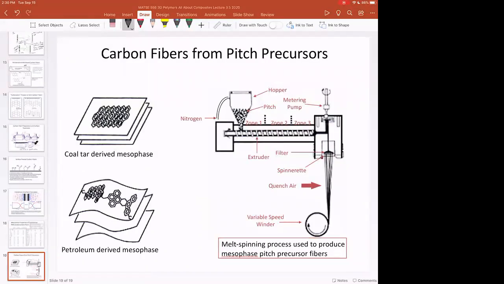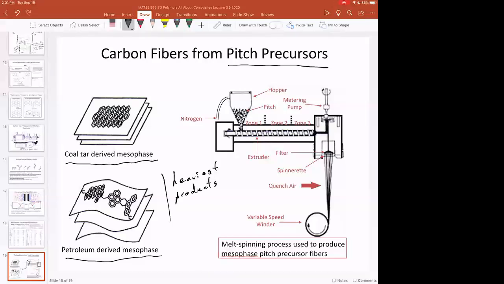And then just one slide on pitch-based fibers. So pitch precursors are from coal tar-derived mesophase or petroleum-derived mesophase. So this is the heaviest products from oil refining. So after you do your gasoline process or your petrochemical process and take off all the valuable light chemicals, you're left with this pitch, and you can make carbon fibers from pitch.